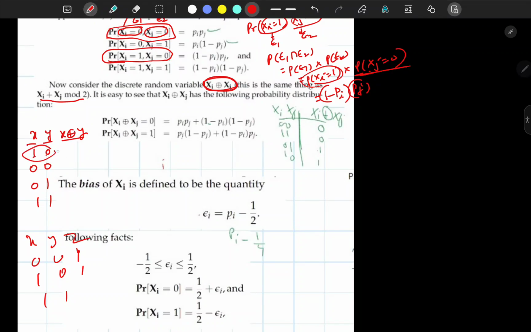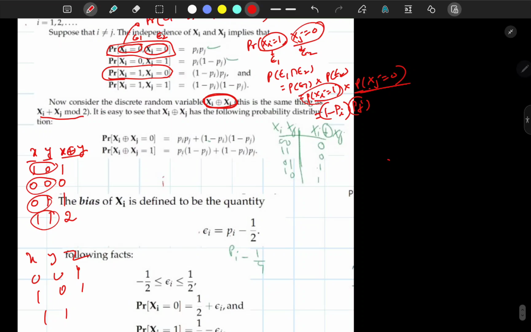Okay, 1 plus 0, how much? 1. Normal addition. 0 plus 0, how much? 0. 0 plus 1 is 1. 1 plus 1 is 2, so take modulo 2. So 1 mod 2 is 1, 0 mod 2 is 0, 2 mod 2 is 0, like this.